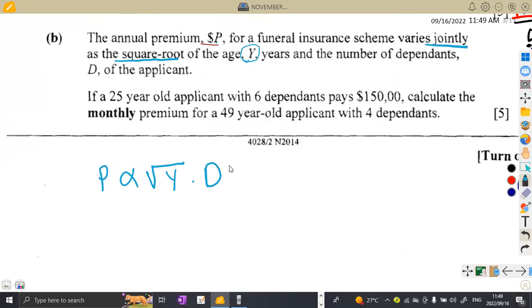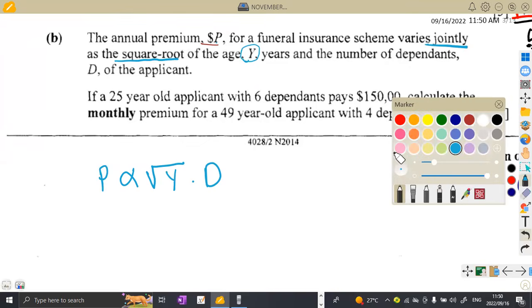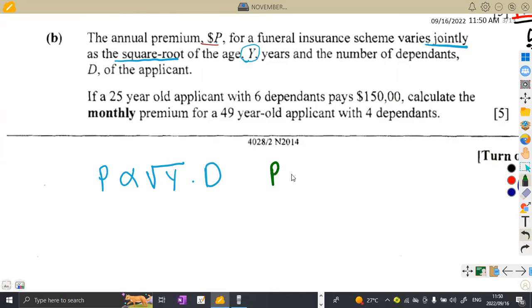And we can actually introduce the constant. Remember, if you're given variation, you can introduce the constant. So that means here, p can be written as, the moment you take off the variation, you introduce the constant. So p is equal to k times the square root of y times d, or k times the square root of y, then times d. So y is the one that is under the square root, not d. Take note about the question.